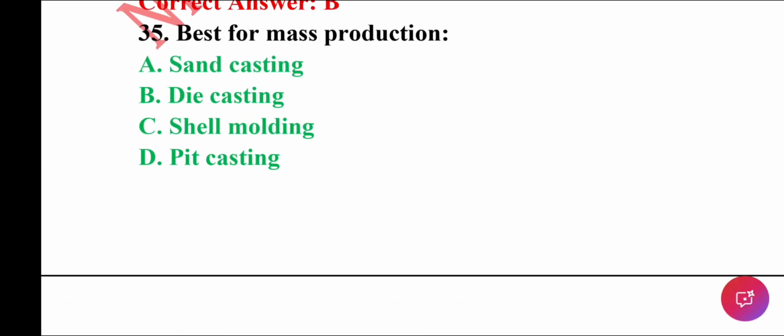Die casting is actually of two types. One is hot chamber die casting. One is cold chamber.